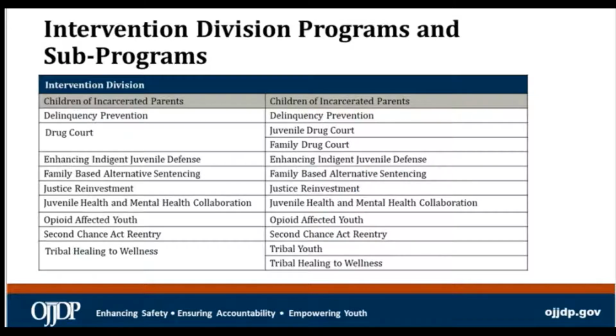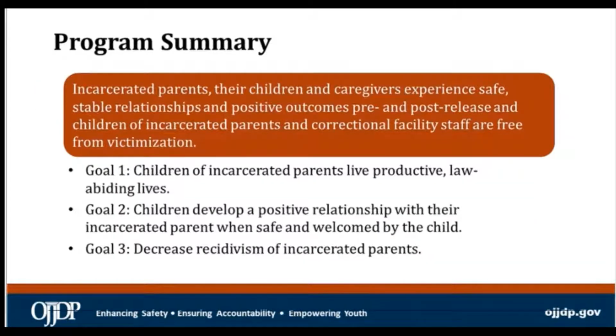The program that we're talking about today is the SCA Children of Incarcerated Parents program. The program summary is that the incarcerated parents, their children, and caregivers experience safe, stable relationships and positive outcomes pre- and post-release, and children of incarcerated parents and correctional facility staff are free from victimization. The first goal is for children of incarcerated parents to live productive, law-abiding lives. The second is children develop a positive relationship with their incarcerated parent when safe and welcomed by the child. And the third goal is to decrease recidivism of incarcerated parents.